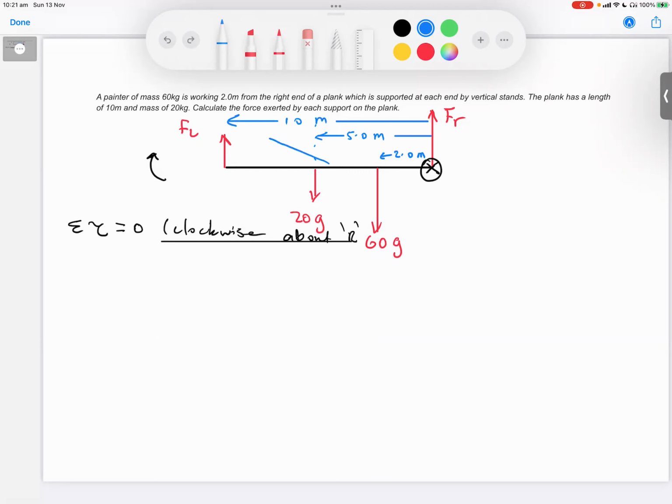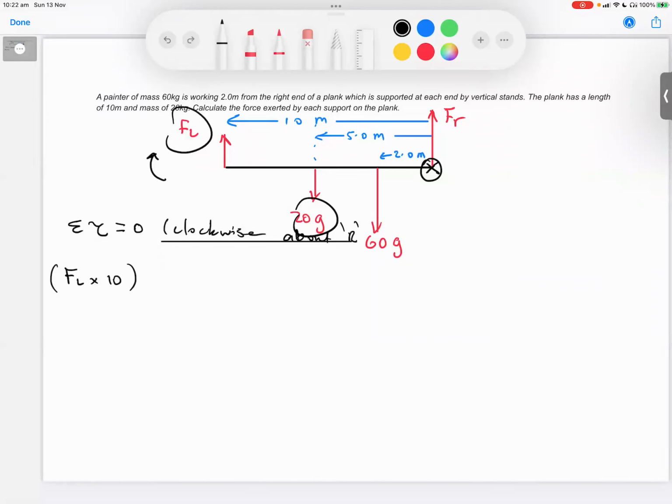And I've gone the right end first rather than the left end, just a little bit of a trick. The distance is 2 meters from that end, whereas it would have been 8 meters from that end. So 2 is a smaller number, so it makes the calculation a little bit easier. These are just the little hacks we pick up with practice. So let's go. We've got to account for 3 forces, 1, 2, 3, and multiply them by the respective distances. So FL times 10, that's positive because clockwise is positive.